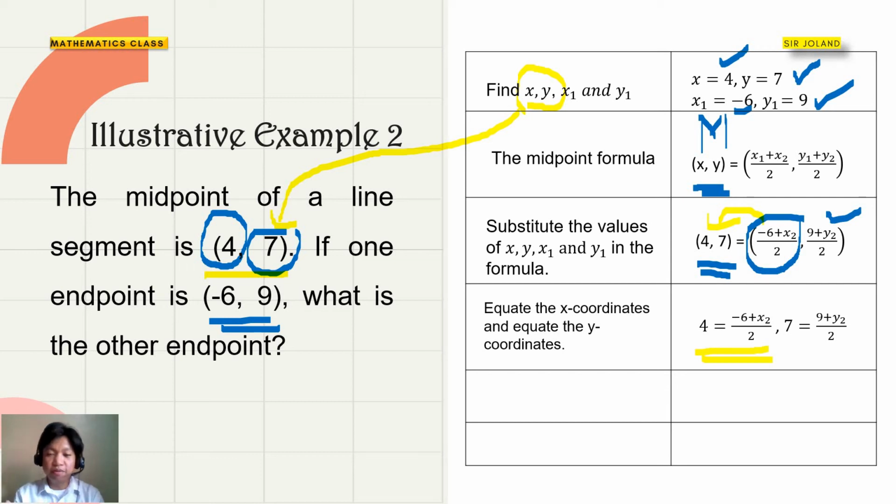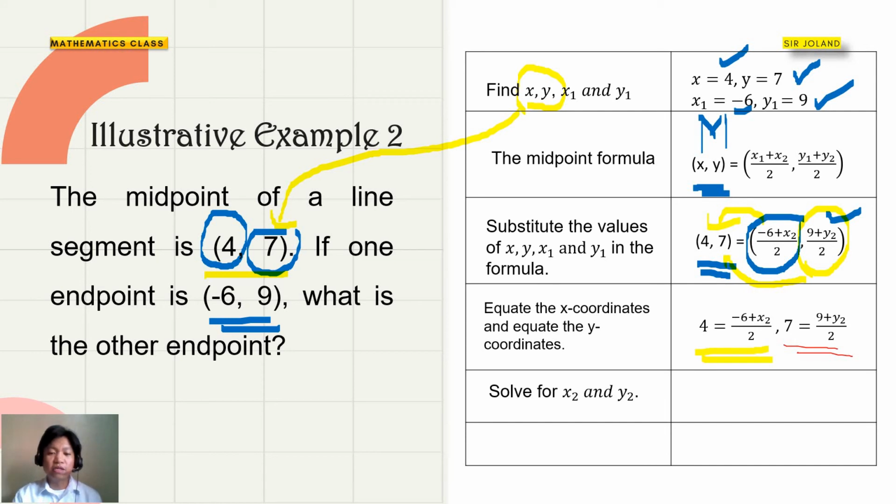Okay? Tingnan nyo ulit mabuti ha. In-equate natin yung ating x-coordinate doon sa ordered pair ng midpoint. In-equate natin ngayon yung ating x-coordinate sa 4, kasi yun yung naging value ng x sa ating midpoint. At ganun din mangyayari sa y-coordinates. Okay, itong 9 plus y sub 2 all over 2 ay equate natin kay 7. Kaya magkakaroon ngayon tayo dito ng 7 is equal to 9 plus y sub 2 all over 2. So, yan yung ating equation. Okay? Sana ay nasusundan yan.